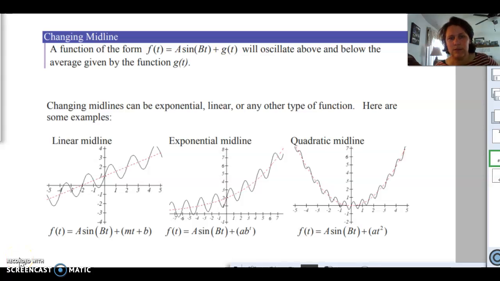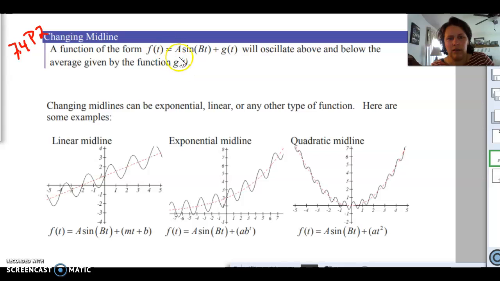All right, we are on to section 7.4, part 2. So this is our bigger part. Here, 7.4, part 2. So what we're going to be looking at now is what happens when we actually change the midline of a sine or cosine wave. And it's actually fascinating to me that we can even do this.